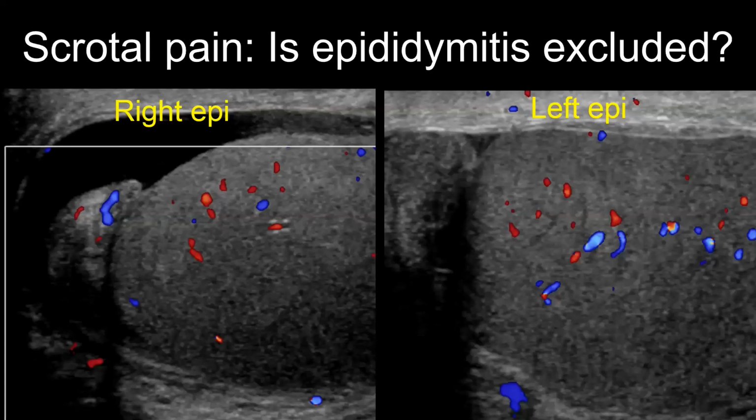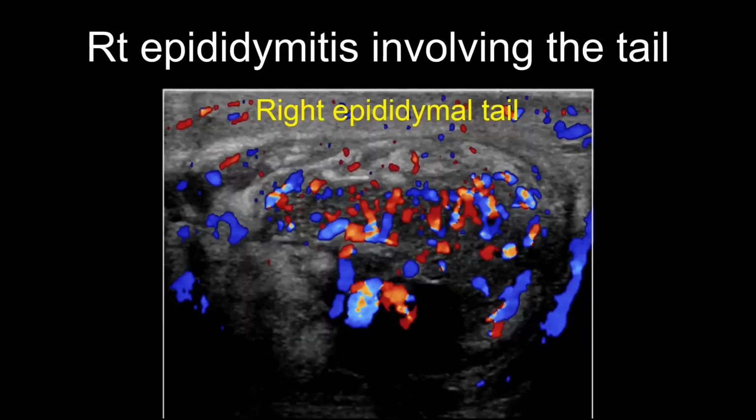So here's our patient. They were having scrotal pain, and we're looking at the right testicle, the right epididymis. We do see a small hydrocele here on the right, and then the left testicle, the left epididymis. So have we excluded epididymitis? Do we think that's what's going on here? What else do we need to do? We need to see the entire epididymis. And when we scan down to the right epididymal tail, we can see this is very enlarged, heterogeneous, hypervascular. This is a patient that had right epididymitis that was predominantly involving the tail. Very important to scan the entire epididymis.